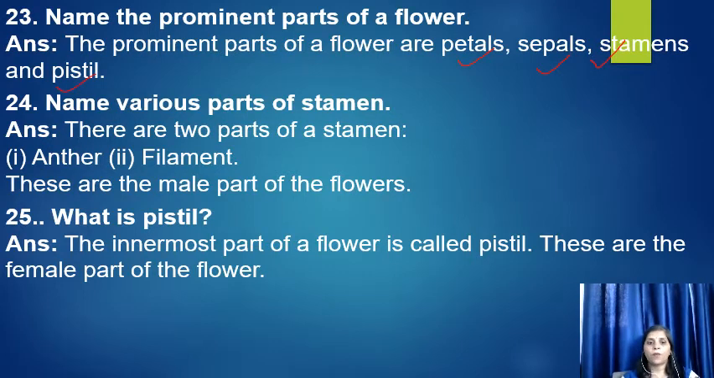Name the various parts of a stamen. There are two parts of the stamen, anther and the filament. What is pistil? The innermost part of the flower is called pistil, and it is the female part of the flower, while the stamens are the male part of the flower. Pistil consists of three main parts known as stigma, style and ovary.